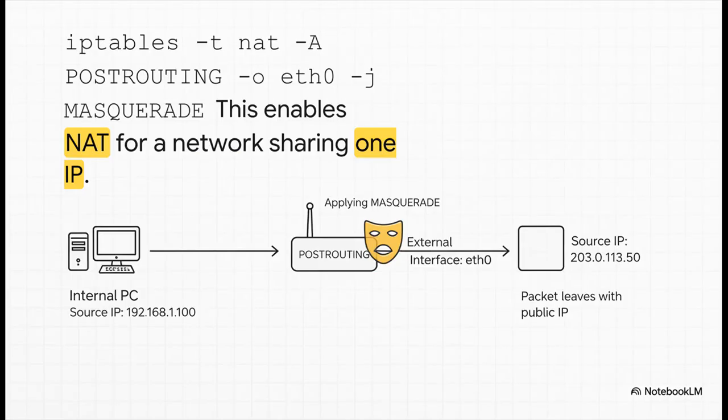So how do you turn this on? You'd think it would be super complicated, but for most home networks, it's literally just this one magic command. In the NAT table, we add a rule to a special chain called postrouting for all traffic going out a specific interface, and the action we jump to is masquerade. This is a special target that automatically grabs the current IP address of your router, which is perfect if your ISP gives you a dynamic IP that changes all the time.